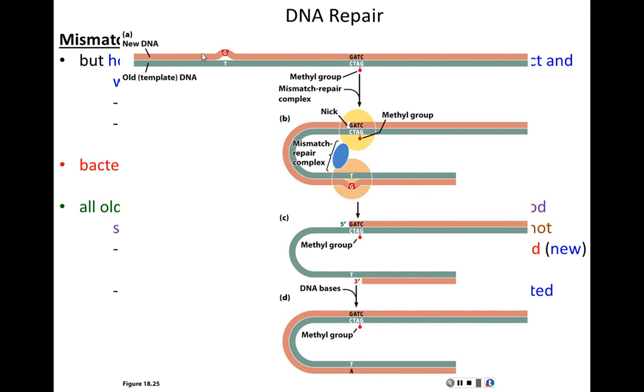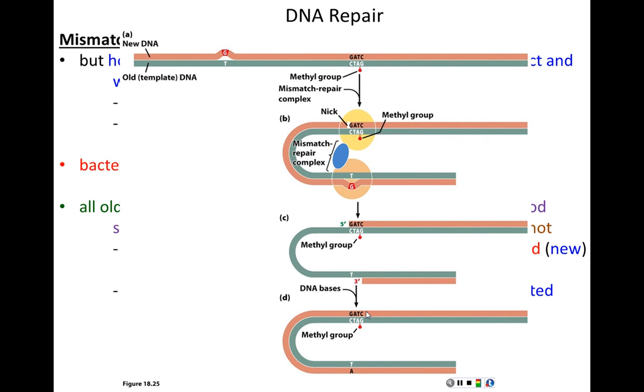What happens when that distortion is recognized is the repair enzyme continues to scan past the distortion and goes to the first methylation site it encounters. When it encounters that methylation site, it's going to cut or nick the DNA on the unmethylated site. And then it's going to chew, chew, chew all of the DNA away, all the way to the distortion. So DNA from the newly synthesized strand is chewed back and removed from the methylation site all the way to the distortion site. And then a new DNA polymerase is called in.